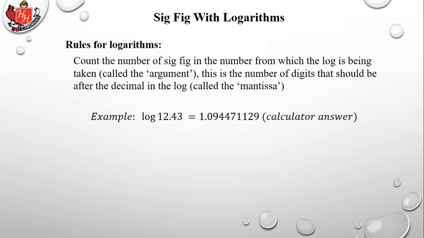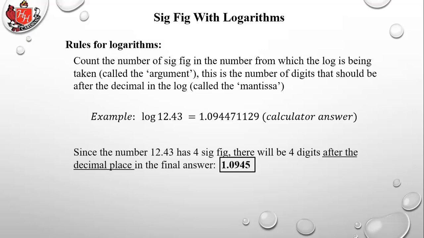So we're going to take the log of 12.43, so that has 4 significant figures, and that will give you the calculator answer, that long number you see right there. So since the 12.43 has 4 significant figures, there will be 4 digits after the decimal place in the final answer, so it will be 1.094, and that last digit gets rounded up to a 5, so you have 4 digits after the decimal place in the final answer.